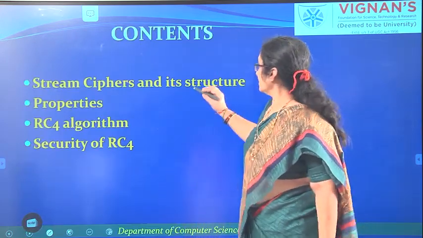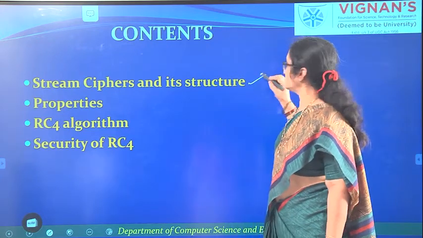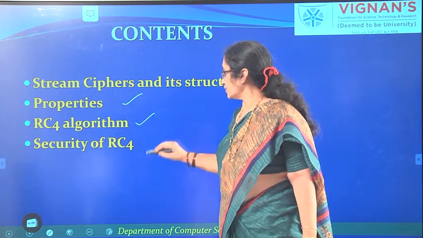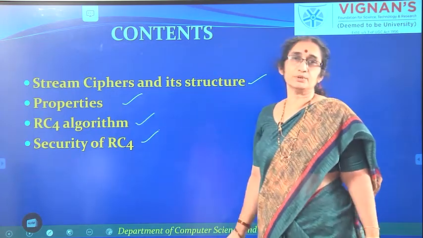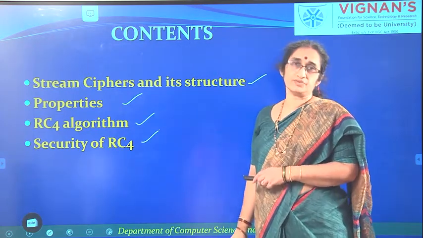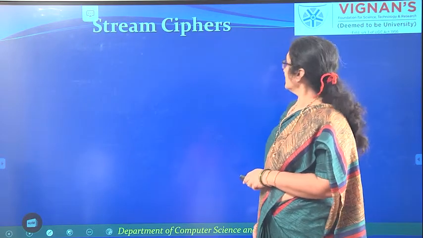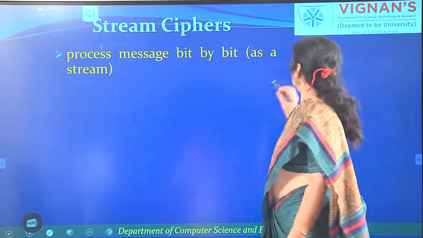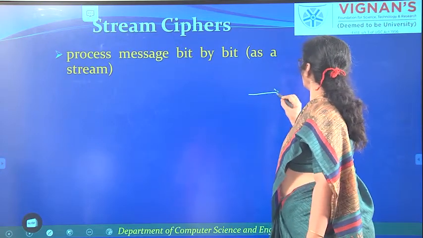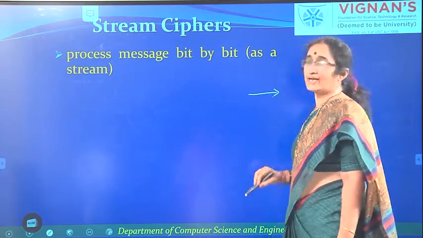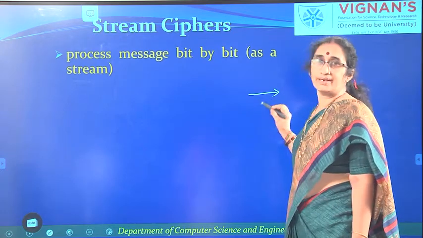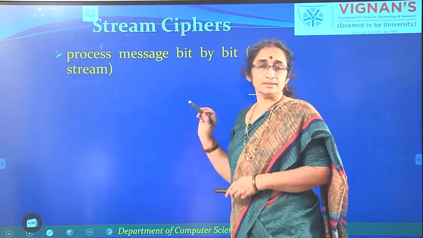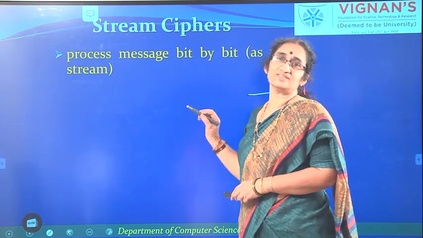We will be studying about the stream cipher and its structure, properties of the stream cipher, the RC4 algorithm, and we will be studying about the security of the RC4 algorithm. So, coming to the stream cipher, in this stream cipher you use only a stream of data. The stream of data can be a bit or byte of data.